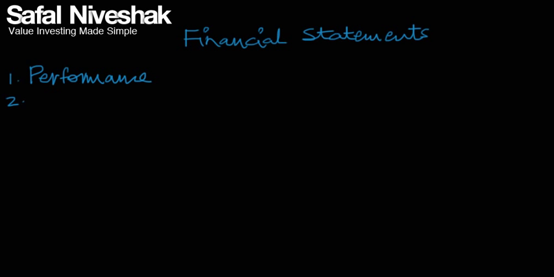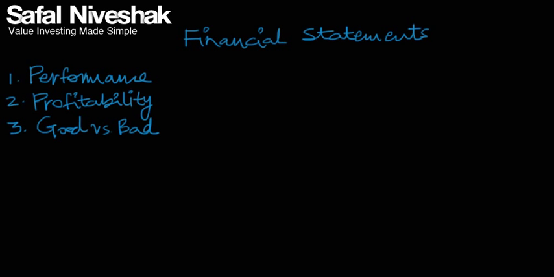The second aspect of understanding financial statements is to know how profitable is the business. So first is performance, the second is profitability of the business. So financial statements go a long way in telling you how profitable the business is. The third thing that financial statements help you understand is the difference between a good and a bad business. So good versus bad. So your financial statements can easily tell you what kind of business is good and what is bad, and something that you must avoid at all costs.